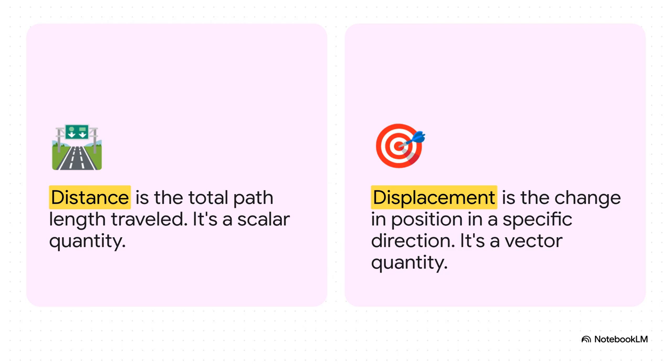We already know distance is the total path, the whole journey. Physicists call this a scalar. It's just a number. But displacement is totally different. It couldn't care less about the winding path you took. It only cares about the straight line from where you started to where you ended. It's a vector, which just means it has a number and a direction.